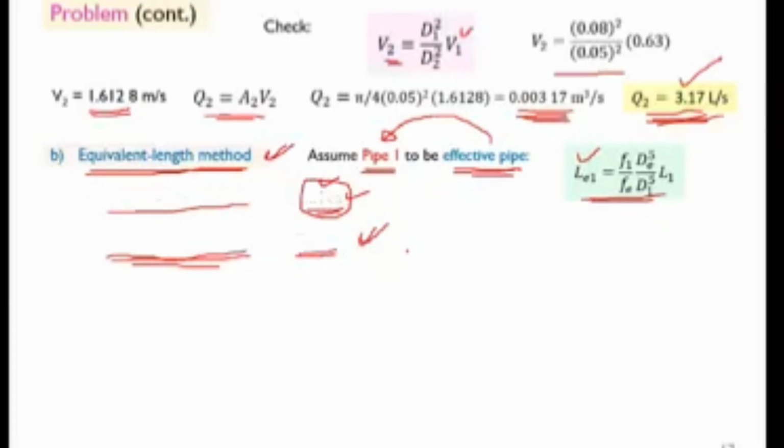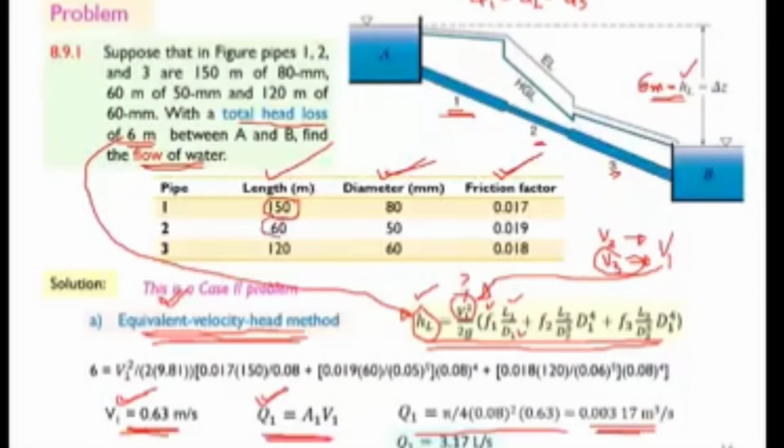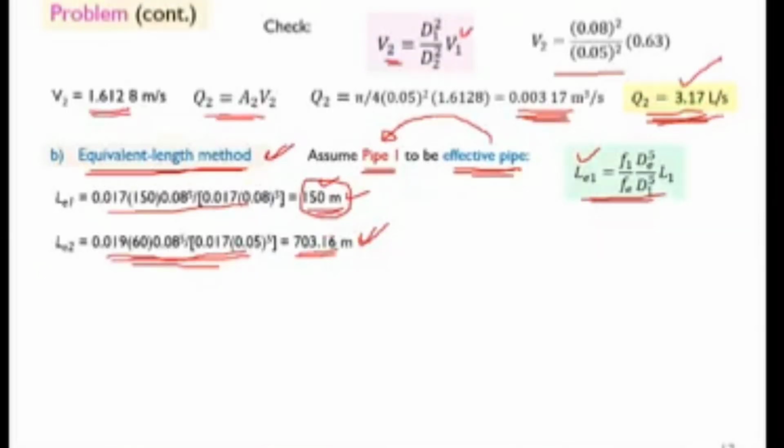If you compare here, we go back to the table and you look here, now the effective length of pipe 2 is no longer 60 meter, because now the effective pipe is pipe 1, with length 150 meter. So if you want to replace pipe 2 by the effective pipe, which is now selected as pipe 1, then its length should not be 60 meter. Its length should be how much? Its length should be 703.16 meter. Clear? Then it will be the equivalent length. This is how the equivalent length concept comes. It is not equal, but the equivalent length.